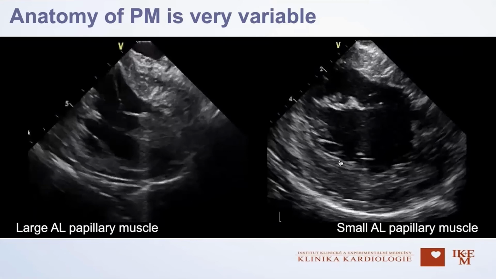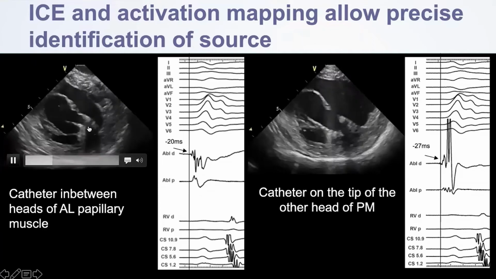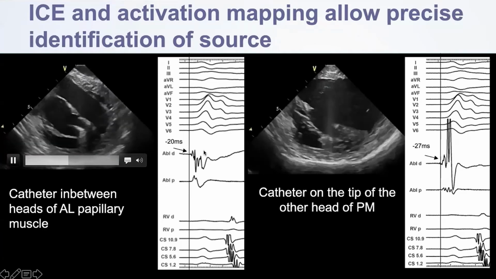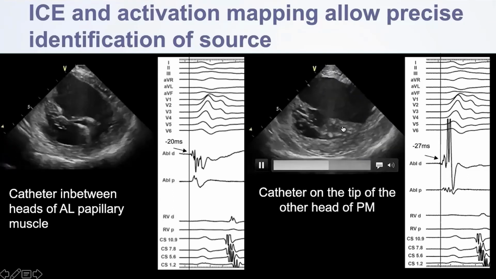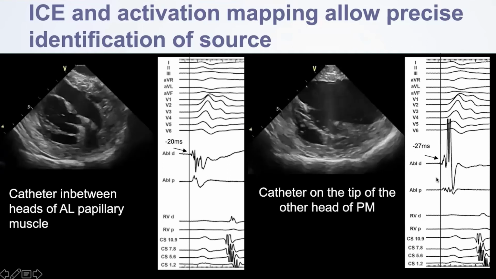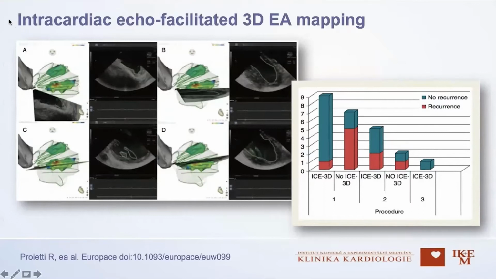Here we see that using ICE, you can go in between two heads and you can see activation in this area. You can go to the tip of one of these heads and you can see that activation could be better or worse, and you can really ablate under visual control. You can also reconstruct an individual map in 3D with an electroanatomical mapping system, or you can use CartoSound to have such pictures like in this paper.